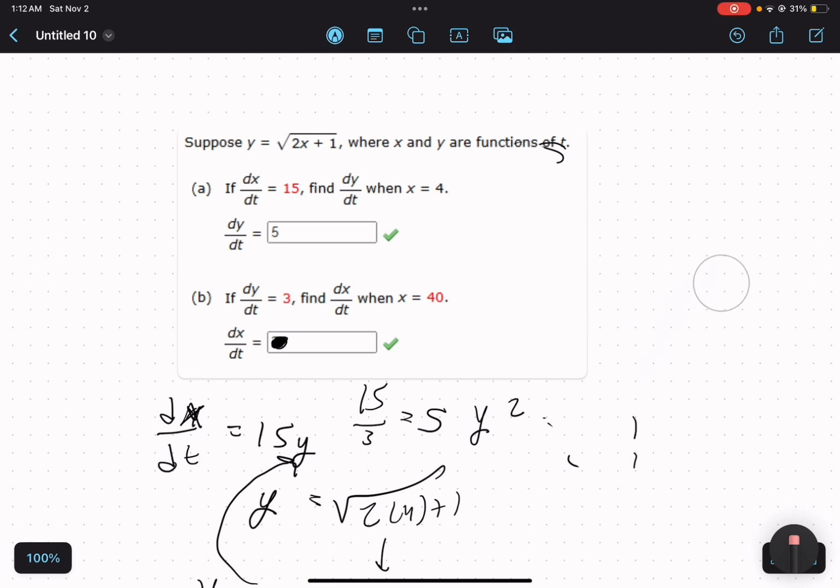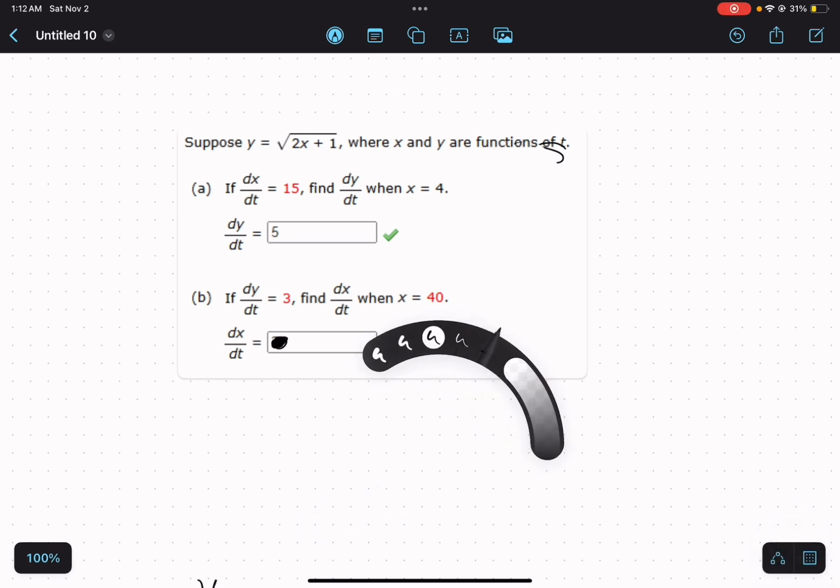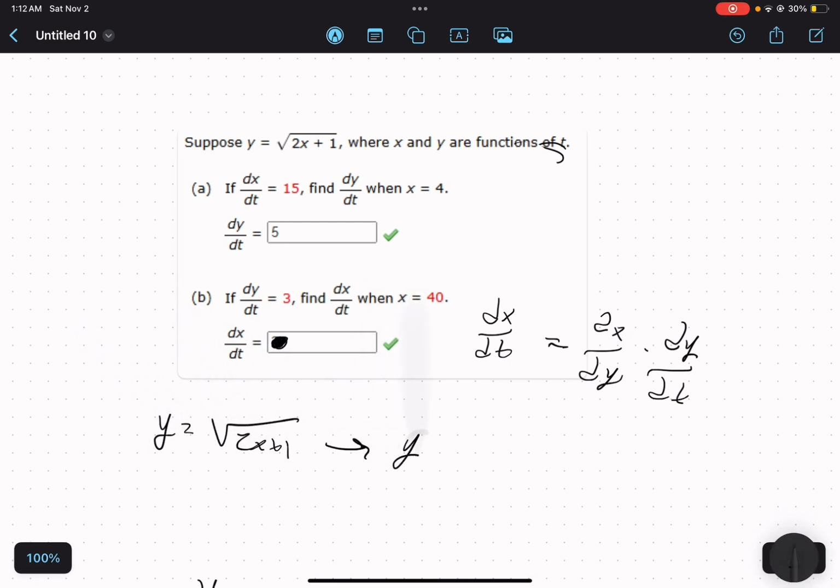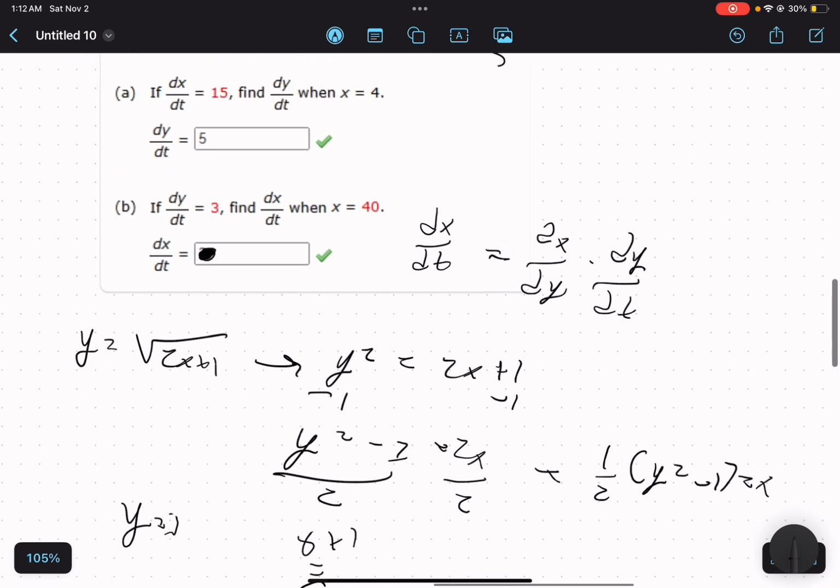So when we're doing part B, we're applying a very similar concept, except this time the formula is a little bit different. This time we're going to be using dx over dt equals dx over dy times dy over dt. And so again, I'm going to break apart the equation, where this transfers into this form.